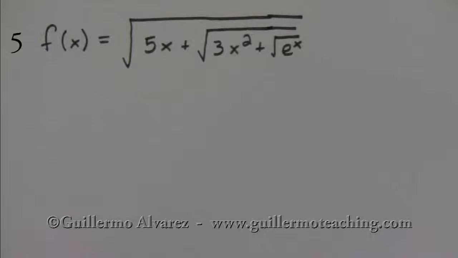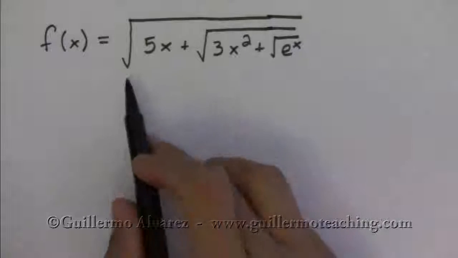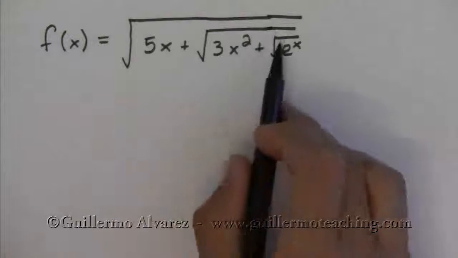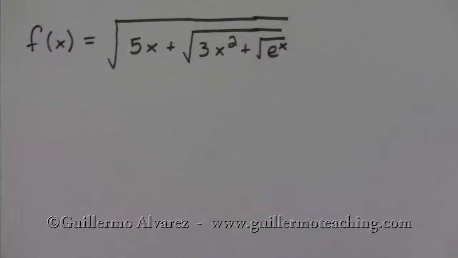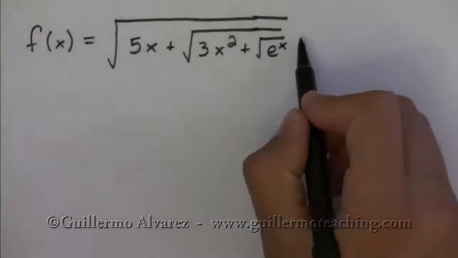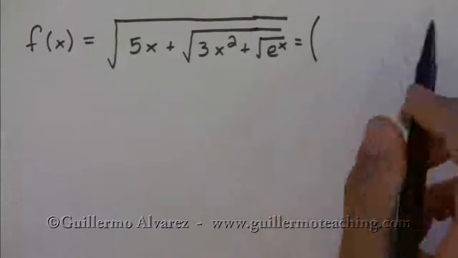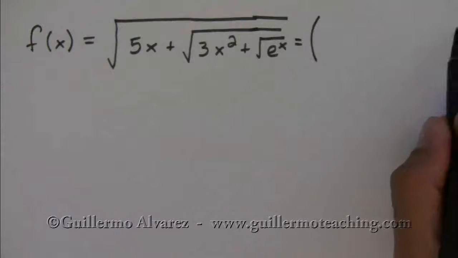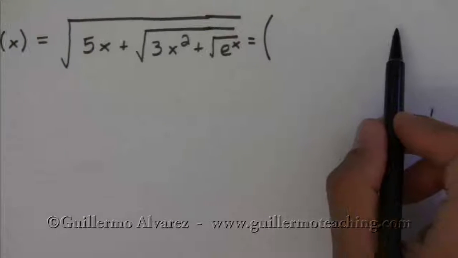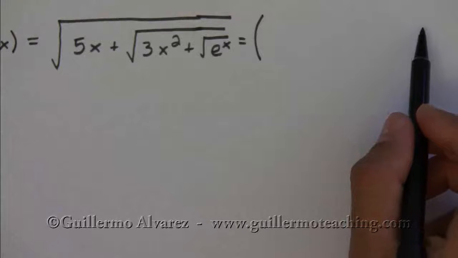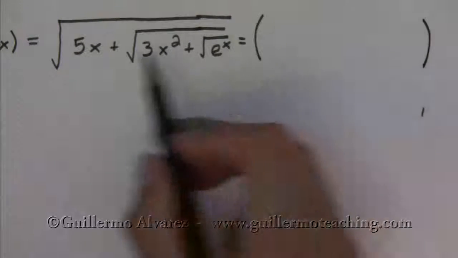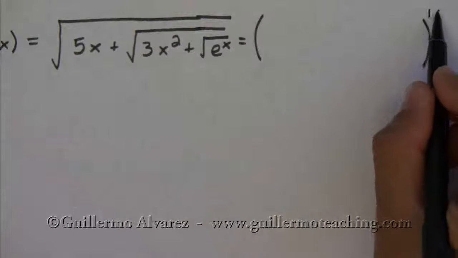Okay, so to get the derivative of this one, the first thing we're going to do is rewrite the square roots as exponents. So we're going to rewrite this big parentheses, which is the most outside root, as being to the 1/2.